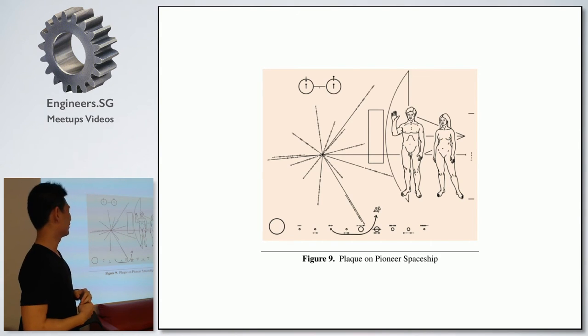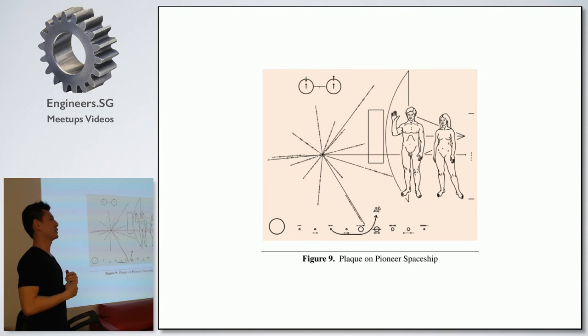So imagine you could include something else in this plaque, right? Imagine if you sent up a C program or a JavaScript program. There's no way the aliens will be able to understand what a null pointer reference is.